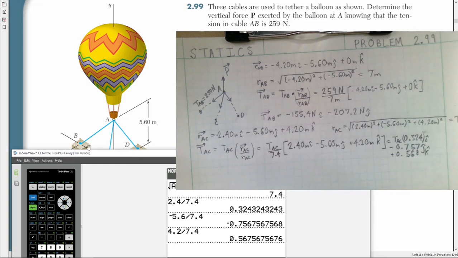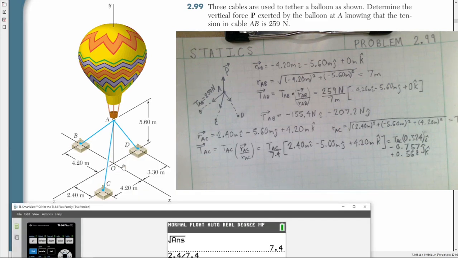Okay, so let's look at the diagram again for the balloon. All right, so we have cable AD. Notice it's on the z-axis. All right, so notice that means we have no x-axis or I-hat component. It doesn't move in the positive x direction or backwards in the negative x direction. The stake is at 0 in the I-hat direction. So our R_AD vector, our position vector from A to D, will be 0 in the I-hat direction.